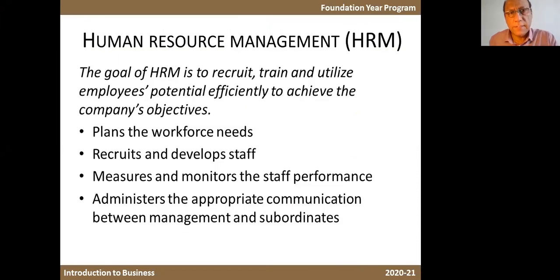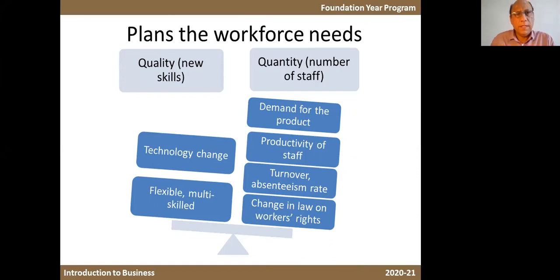Okay, this we have discussed, and we are going to discuss how to plan for workforce need. So there are two dimensions, two things. One is the quality: new skills to be introduced by the introduction of technology, or making the employee multi-skilled. Or quantity, the number of staff, if there is more demand or if the productivity of the staff needs to be increased. They are not working effectively, so increase this one.